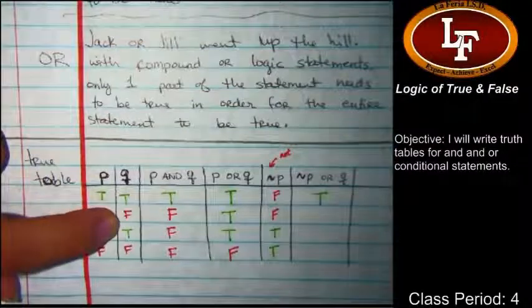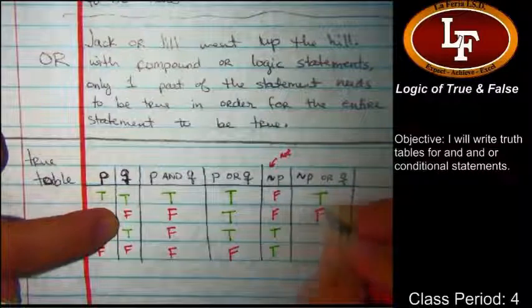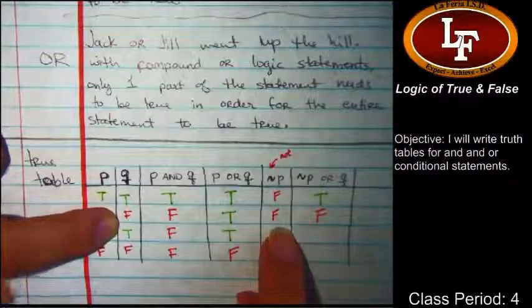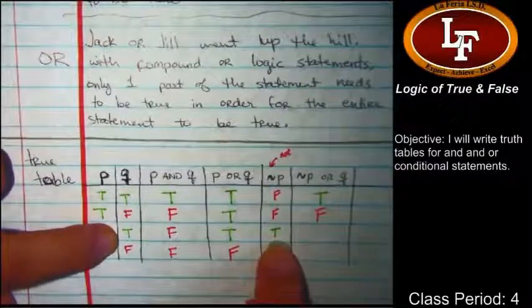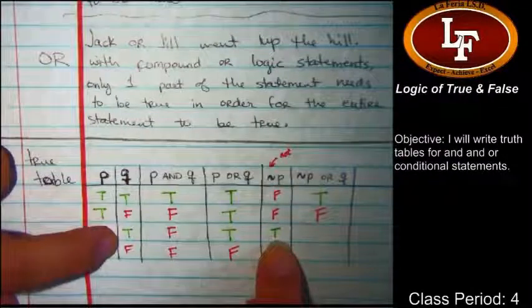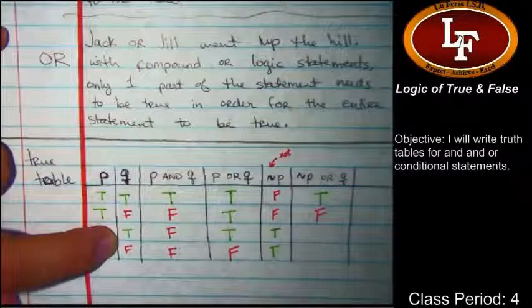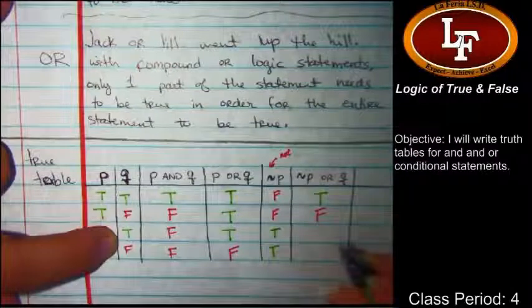False. Because in order for an or statement to be true at the end, I need to have at least one true statement. Not P is true. Q is true. So I should have a true, because I have at least one true.